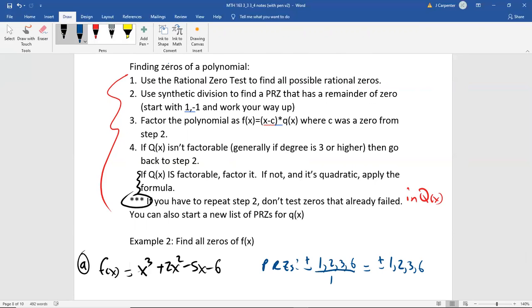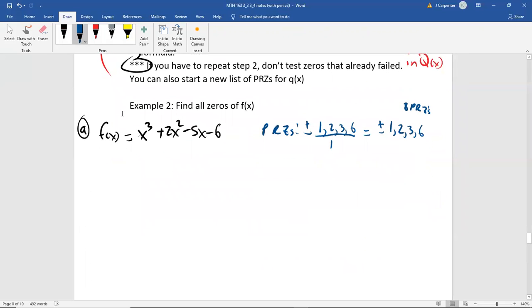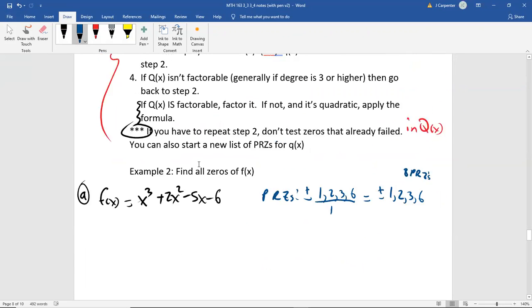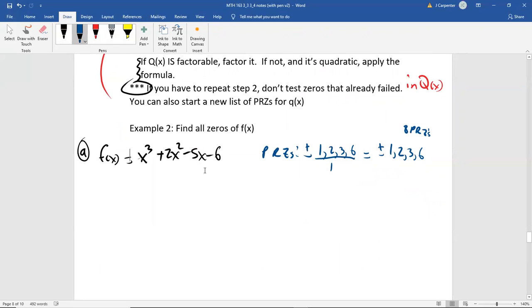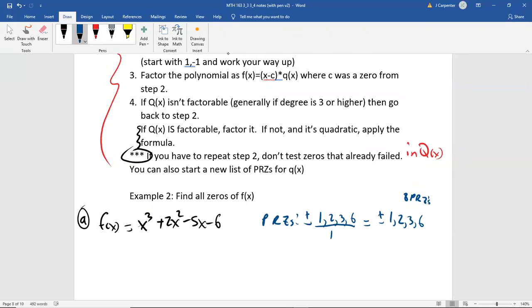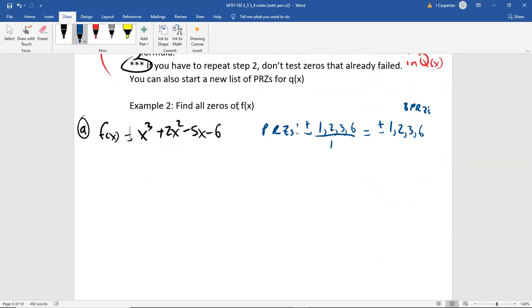So there are 4 values here with the plus or minus. That means there are 8 possible rational zeros. So that means we could be doing synthetic division up to 8 times. I'm not saying we will. I'm saying it might happen. So the second step, do synthetic division on these values until you find one that's a remainder of 0. So this is just blind, shot in the dark. We're going to try the 1, then the negative 1, then the 2, then the negative 2, the 3, the negative 3, the 6, and the negative 6, until we find one that works. So let's try the positive 1 first.